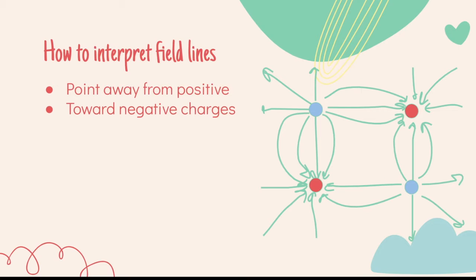Did you say blue is positive? Well, that's good because notice that all the arrows leave. They're pointing away from blue, so blue must be positive. And red must be negative because all the field lines point towards them.